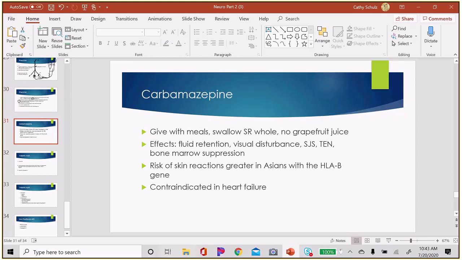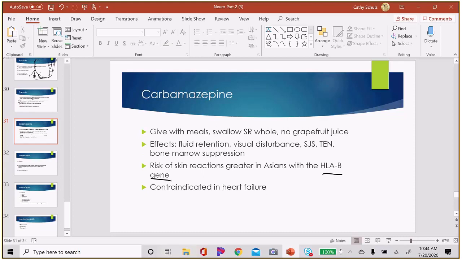The next medication is carbamazepine, which is Tegretol. This is a medication that is given with meals. If you are getting the sustained release, you cannot open it up or crush it. You have to swallow it whole. There's an increased risk of toxicity if it's taken with grapefruit juice, so that's avoided. You can get the Stevens-Johnson syndrome and toxic epidermal necrolysis with carbamazepine as well, just like with Dilantin. For some reason, there's a greater risk of this reaction in patients who are Asian and have this particular genetic mutation, which is more common in Asian people. So not all Asians, just Asians with this genetic mutation are more likely to have the skin reactions.